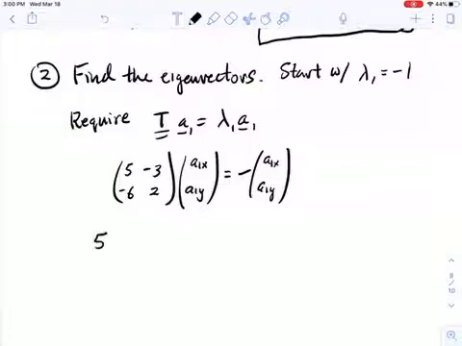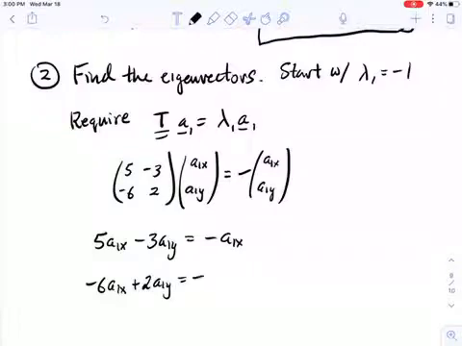We get 5A1x minus 3A1y must be equal to minus A1x. So that would be the first row multiplied by the column vector. The second row would be minus 6A1x plus 2A1y would be minus A1y.